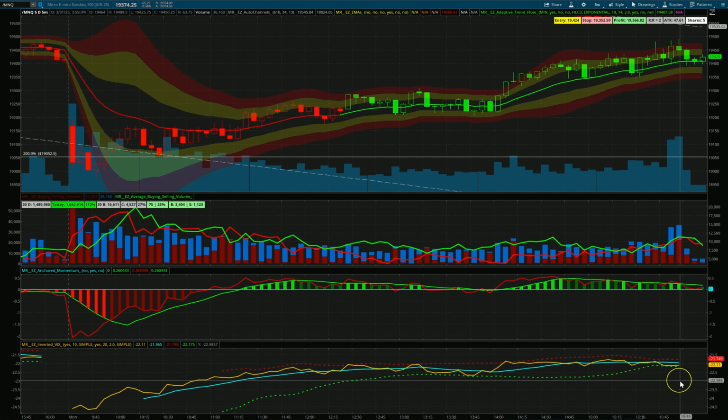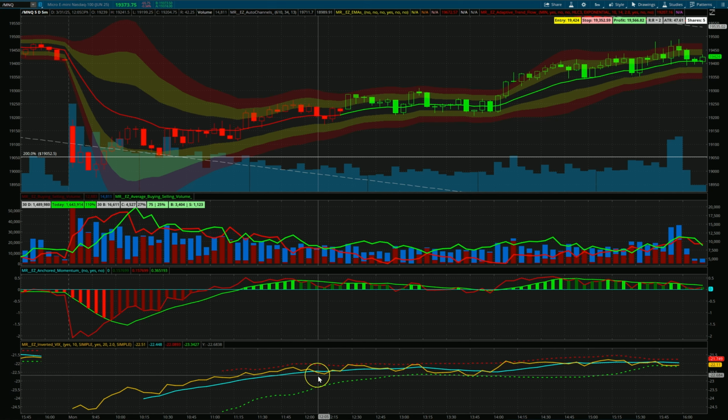Now once again, at 4 o'clock, the inverted VIX is done. That's okay, because since 11 o'clock, we have an inverted VIX, which is doing everything that we need to do, which is what? The gold or the yellow line is the inverted VIX, I'm sorry. It's actually the reverse of the VIX.